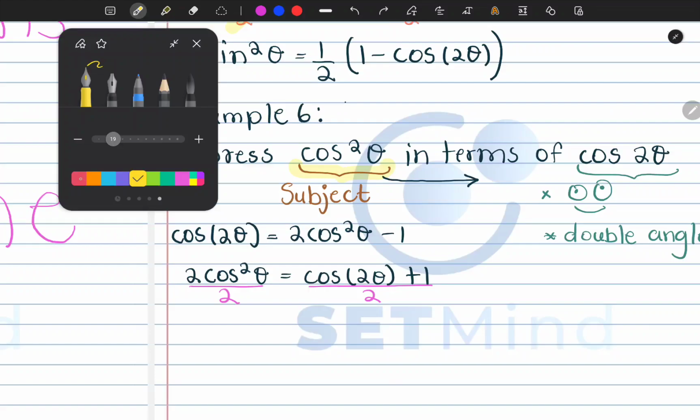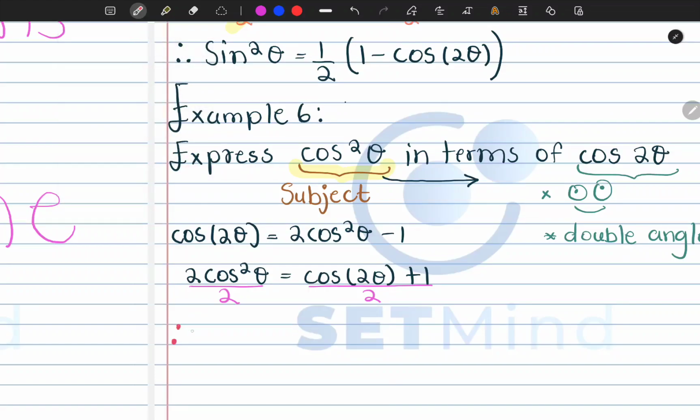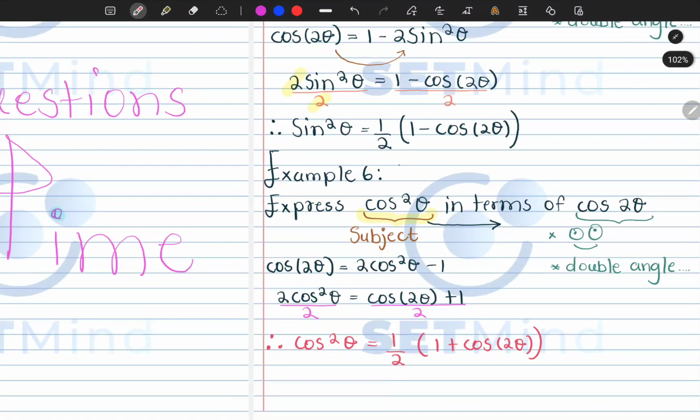So if we finalize our answer, you will see that our cos squared theta will just be half of 1 plus cos of 2 theta. That is what we get as our answer for example number 6.